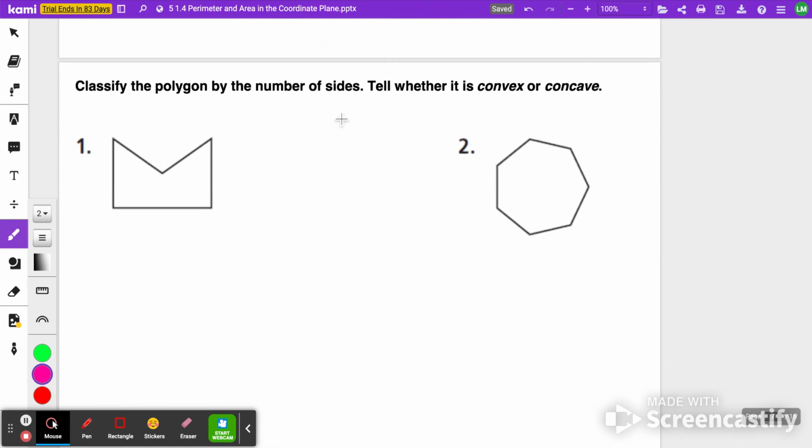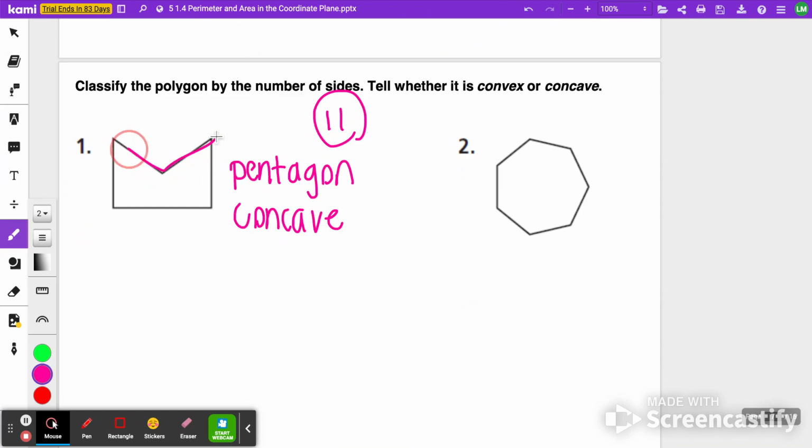Right here, you're going to pause this video, you're going to decide what we should classify the polygon as, and then we will tell if it's convex or concave. So number 1 is going to be a pentagon because it has 5 sides. And this is concave. You can think about like it's making a cave right here because it's going inside the polygon. Number 2 is a heptagon. So if you counted those sides, 1, 2, 3, 4, 5, 6, 7. And this one is convex because it's not concave.